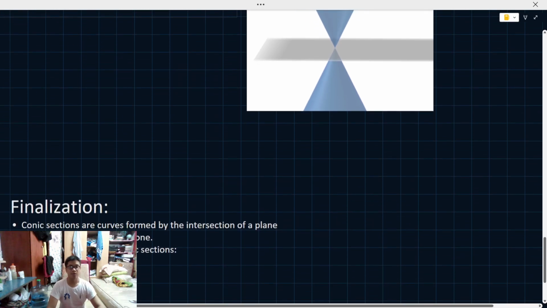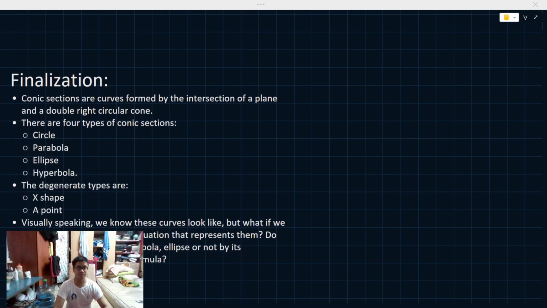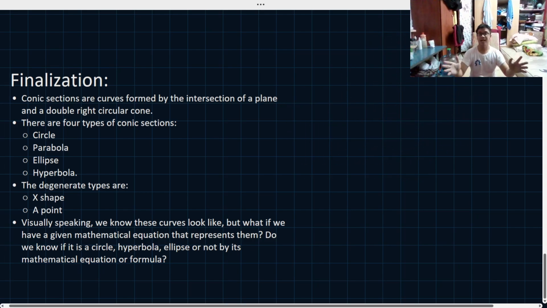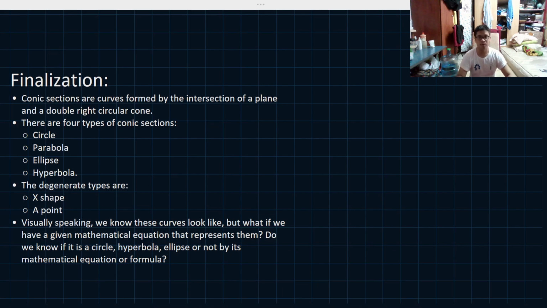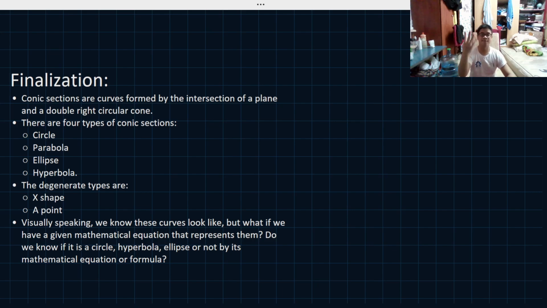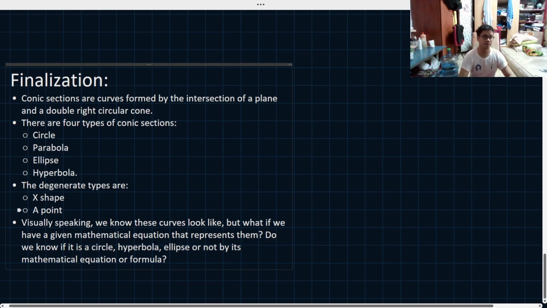So let's finalize everything. Conic sections are basically curves formed by the intersection of a plane and a right circular cone. There are four types: one, a circle; two, parabola; three, ellipse; and four, hyperbola. The degenerate types are the X shape and point.